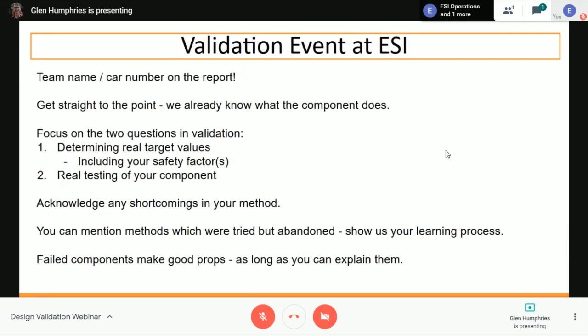All right, finally, the actual validation event at ESR. Here's just a few feedback points from last year. Point number one, please put your team name or your car number on the report. We had reports last year that were completely anonymous, which is useless. It's so much wasted work when a report comes in that we have no idea who it's come from. It's not really good enough for ESI. It's definitely not good enough in the professional engineering world to miss out those kind of details. So step number one, make sure you put that on the report.